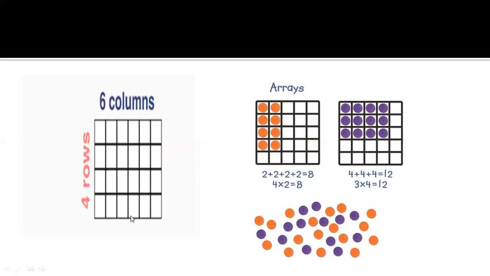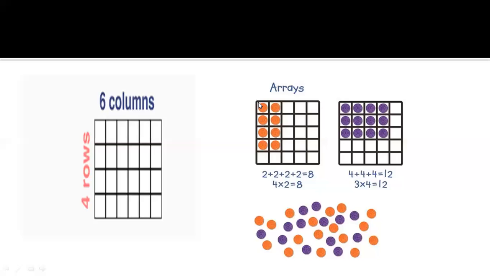Here you can see in these blocks, we have 4 rows, 1, 2, 3, 4, whereas we have 6 columns, 1, 2, 3, 4, 5, 6. So these are columns and these are rows. Here you can see, boys, some beads. We are going to arrange them separately and write an equation.